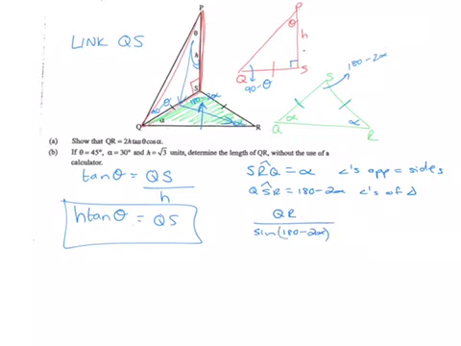Please put in a bracket. Otherwise, you will lose marks there. And then we're working with QS, our link side, across from sine alpha. I want to use my link side so I can bring in stuff from the red triangle at the top. So QR is going to be equal to QS times sine (180 minus 2 alpha). Please use brackets. Over sine alpha.